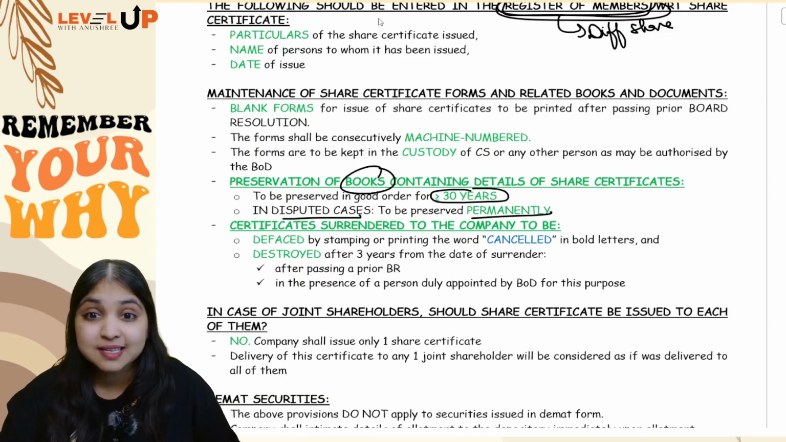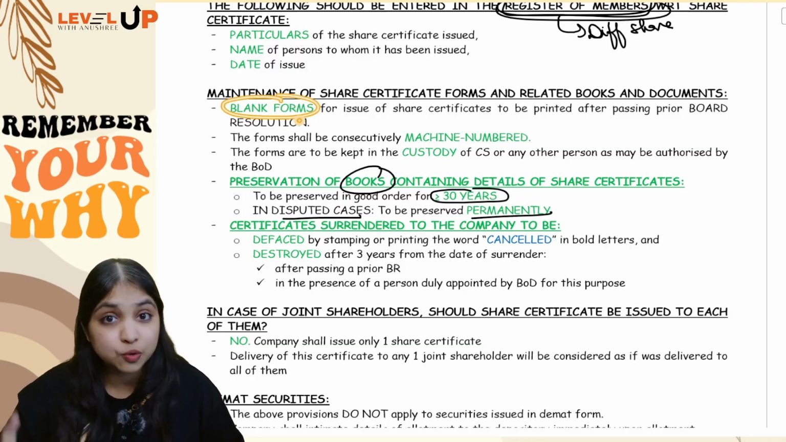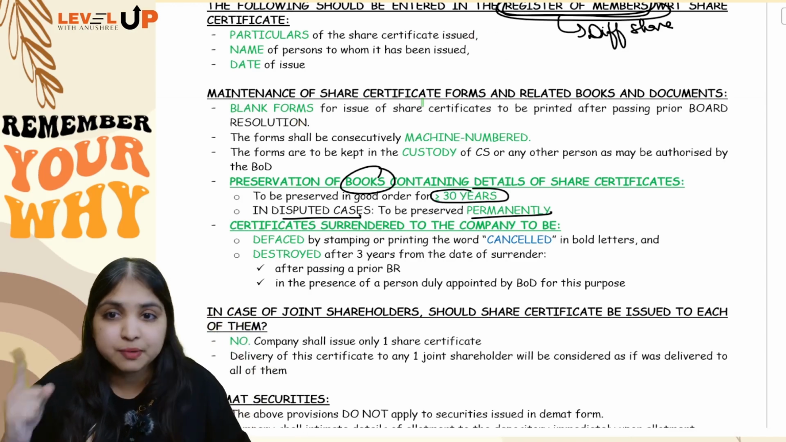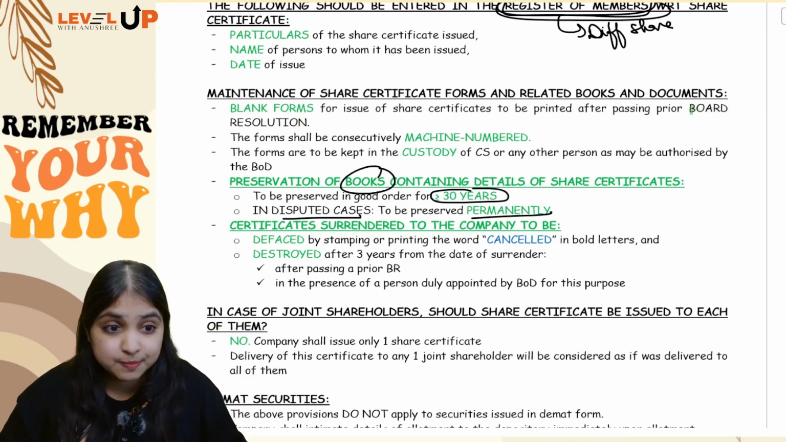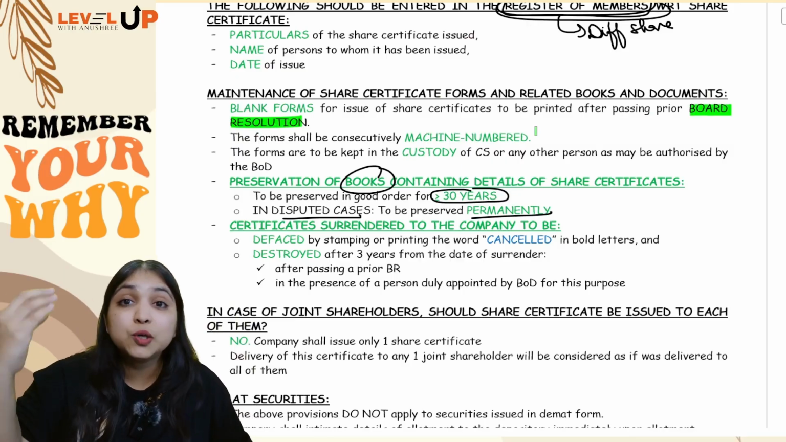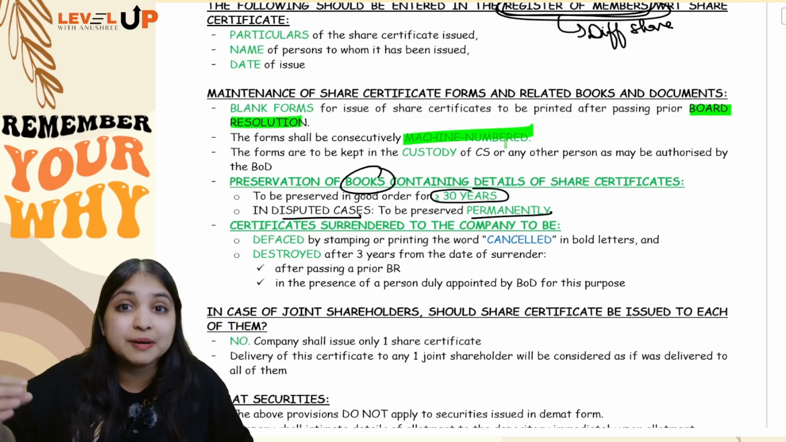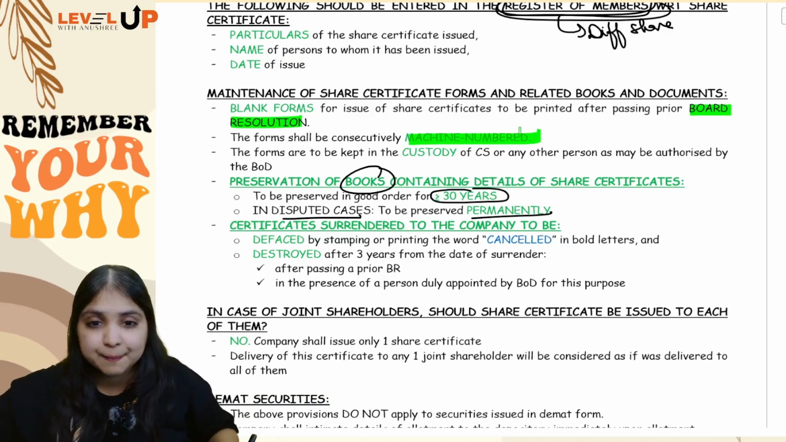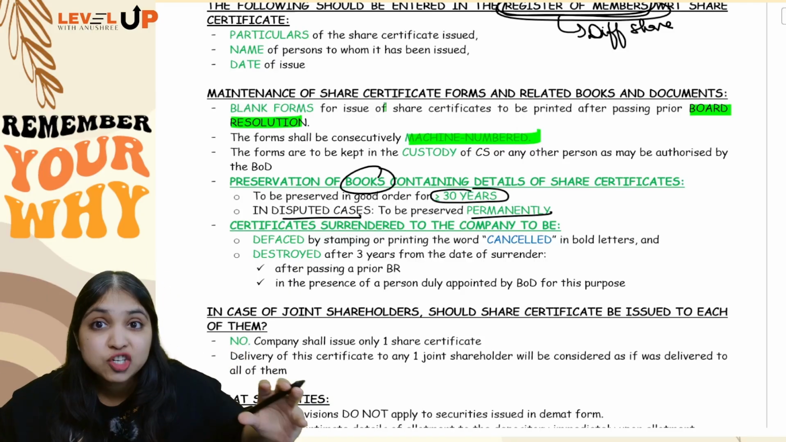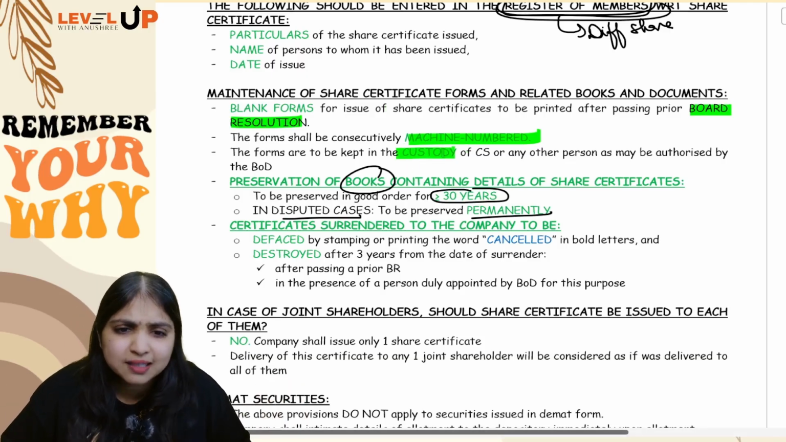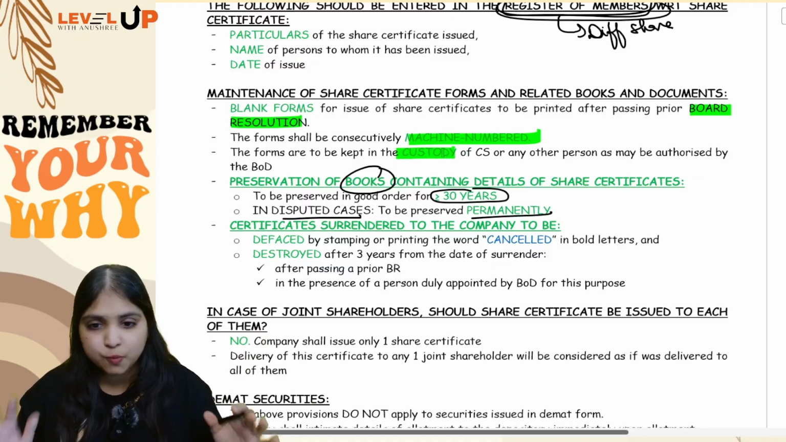Then we discussed, yes, the company can print blank forms also. But for that, the Companies Act has given 3 precautions. Remember, precaution number 1, a board resolution has to be passed. Only then can the blank share certificate forms be printed. Number 2, the blank forms will be machine numbered so that in between, if any form gets stolen away, we will be able to track better. And lastly, all these blank share certificate forms have to be kept in the custody of the company secretary or any other person who is authorized by the board of directors.